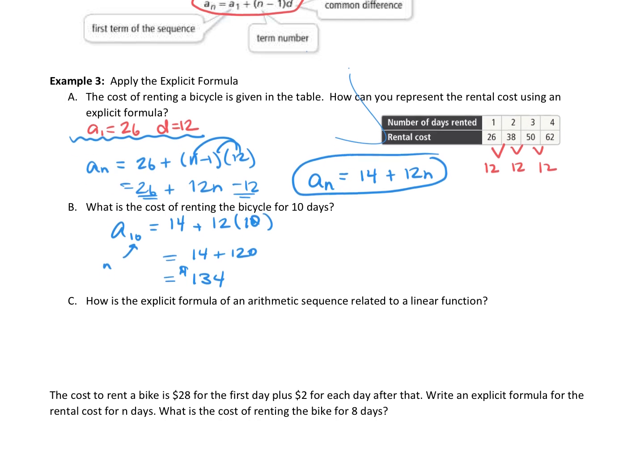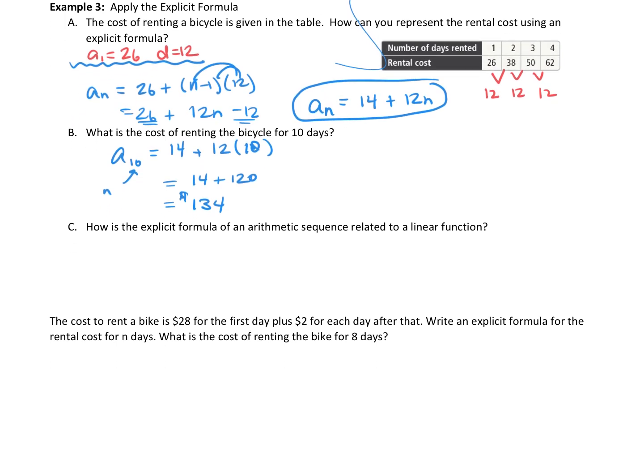So part C, how is the explicit formula of an arithmetic sequence related to a linear function? So we could take this table of values. Oh, I just don't have my words right now. All right, we could take this table of values and plot these points. So the ordered pairs (1, 26), (2, 38), (3, 50). What you'll notice, I'm just going to do a sketch. This will not be accurate at all, but those are all positive numbers, so I only need the first quadrant.